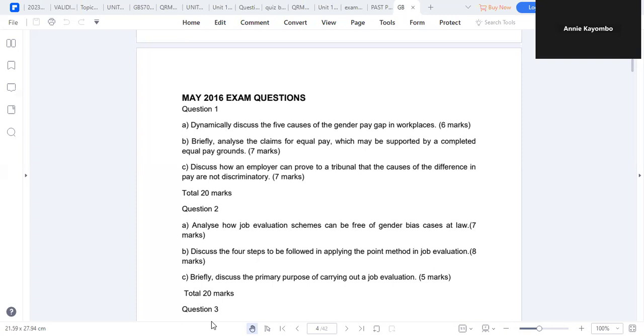So question number one, I'll be as brief as I can. Question number one reads, dynamically discuss 5 causes of gender pay gap in workplaces. Gender pay gap in workplaces. So firstly, what is a gender pay gap? Before we actually answer that question, what is a gender pay gap?